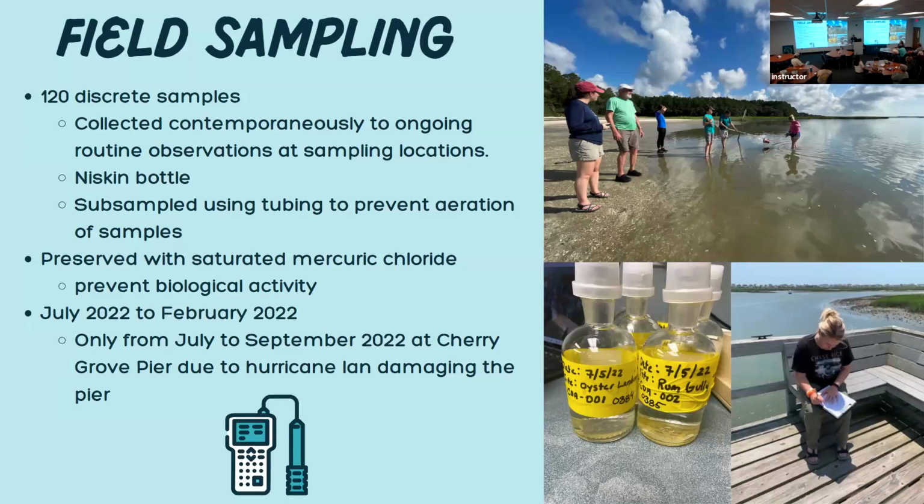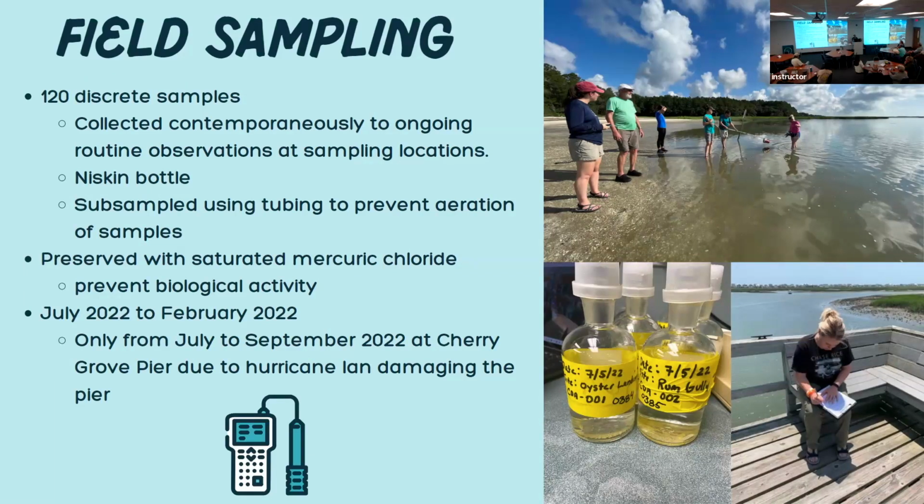So the field sampling for this project included the collection of 120 discrete samples in total. You can see the bottles that were used to collect in the image. That's the bottles that we filled for our samples. These samples were collected contemporaneously with the ongoing routine observations at the sampling location. So we went out with the sampling schedule and sampled right next to the volunteers as they were collecting their samples.